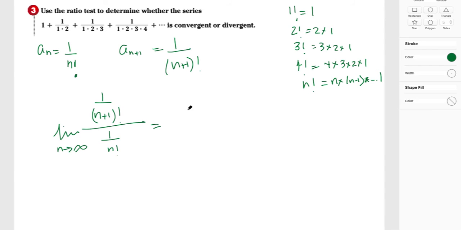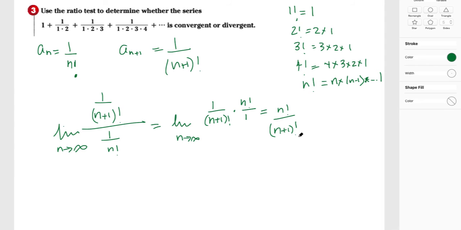And so if we do that, we're going to again try to simplify the whole thing. As n approaches infinity, we have 1 over n plus 1 factorial, and we're going to multiply that by the reciprocal, n factorial over 1. And so what happens is these guys cancel out. You get n factorial over n plus 1 factorial.